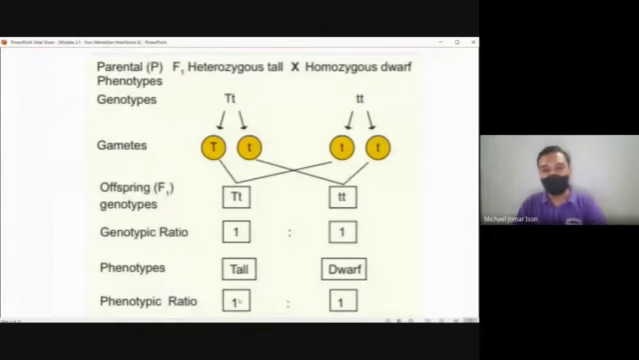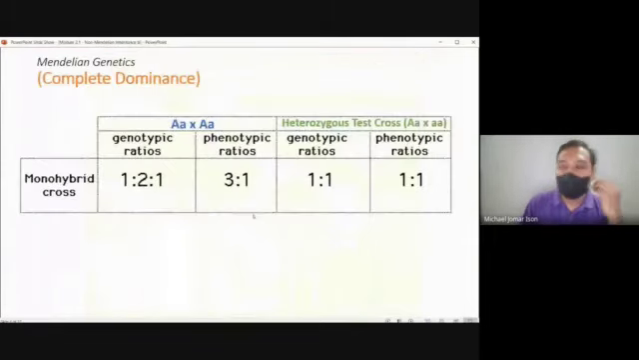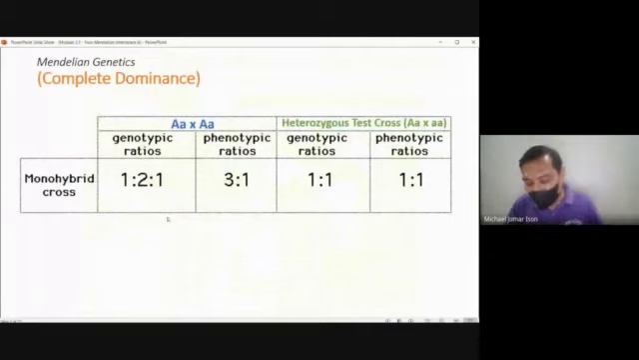So again, going back here, in Mendelian inheritance, you have to remember the ratios. For monohybrid crosses, a hetero by hetero cross will always have a genotypic ratio of 1 is to 2 is to 1 and a phenotypic ratio of 3 is to 1. And a heterozygote crossed with a homozygous recessive will always have a genotypic ratio of 1 is to 1 and a phenotypic ratio of 1 is to 1 as well.